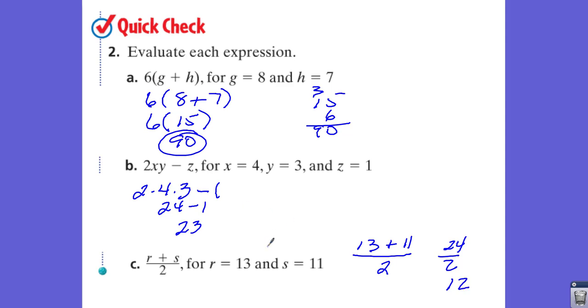Okay? So evaluating expressions, you'll notice, is just plugging in values and then doing the math based on order of operations. Okay? Until next time.